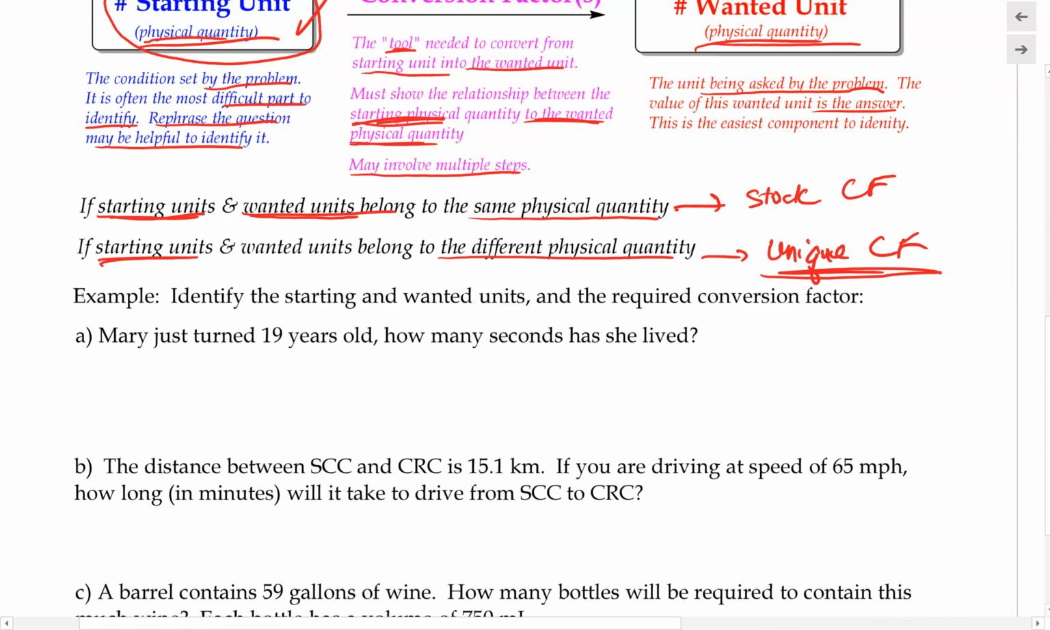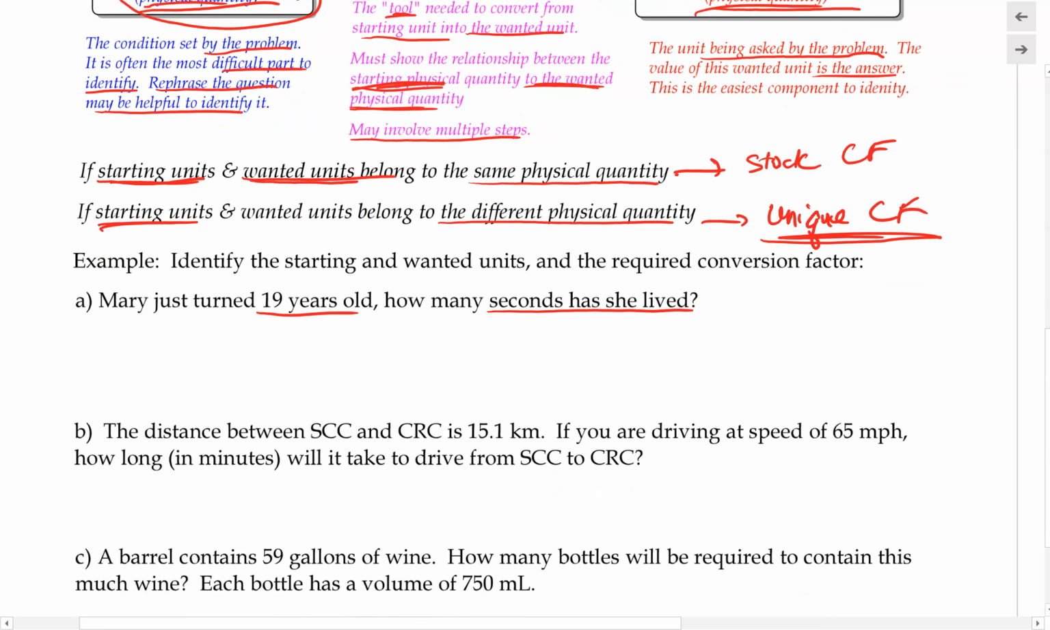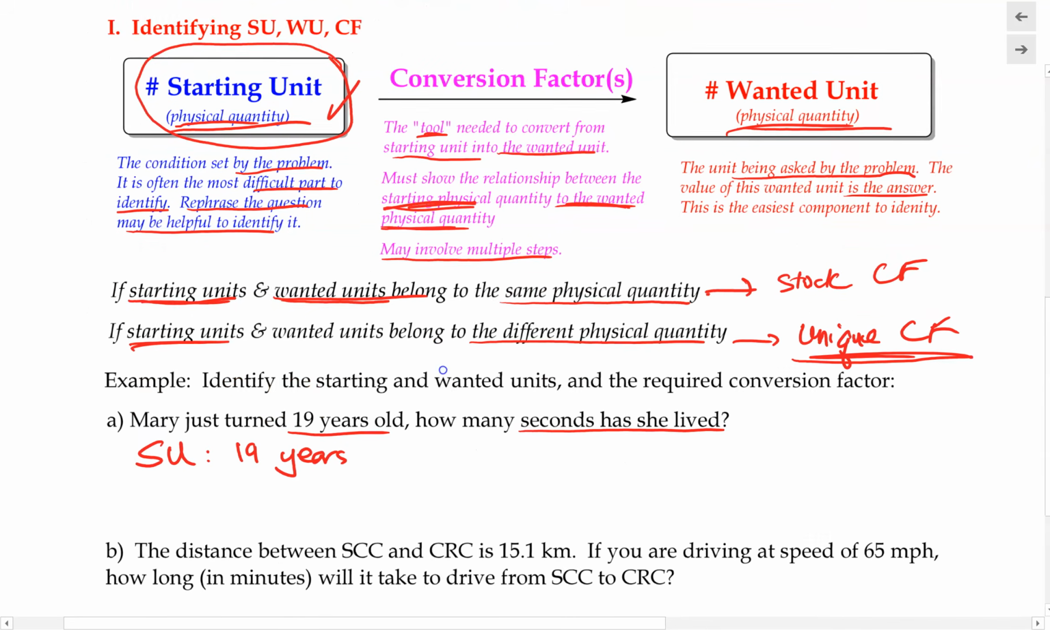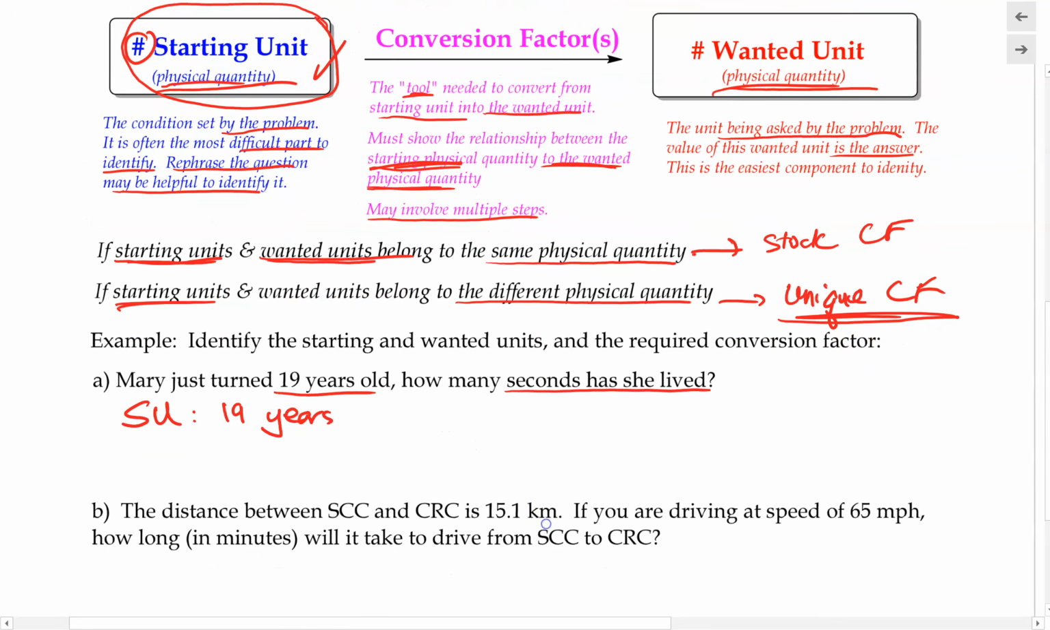So here is the first example. Mary just turned 19 years old. How many seconds has she lived? That is the problem. What do you think the starting unit would be? In this case, Mary is 19 years old, and we ask how many seconds she has lived. It's very clear that the starting unit, or SU, would be years, and the value associated with it would be 19. So we're starting from 19 years. That is the starting unit and its quantity.